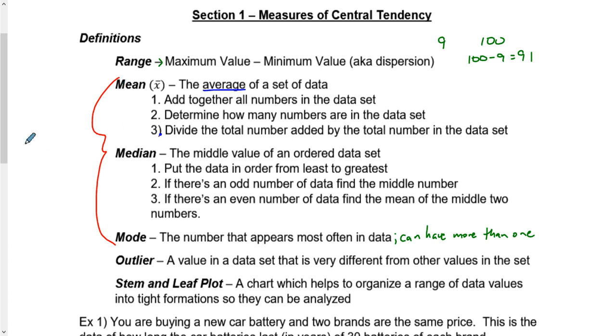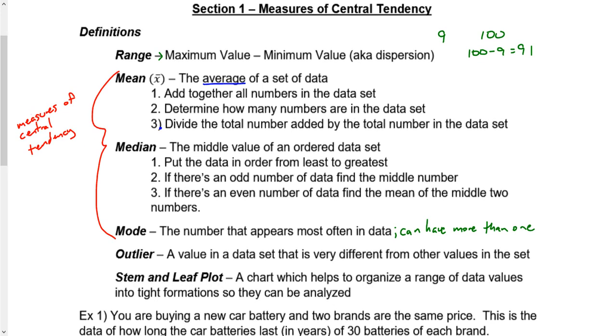Special term for mean, median, mode is they are called the measures of central tendency. The reason that they are called the measures of central tendency is because most data seems to centralize around the mean, median, and mode. Not every single bit of data, but overall, your average, your median, your mode, they all will kind of be in the middle of your data set. Not always, but very commonly.